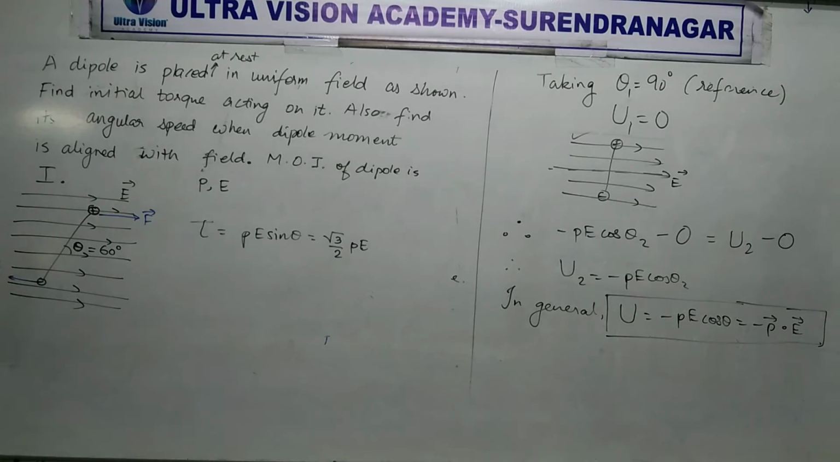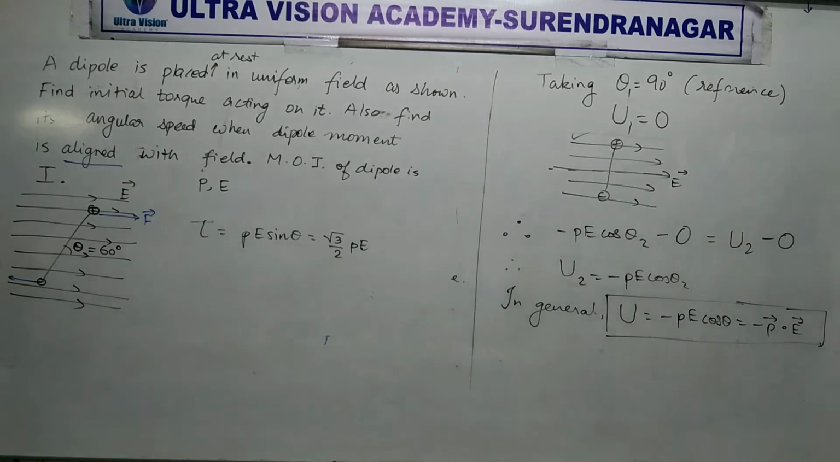So what will happen after a while? Read the question and imagine what will happen according to the diagram. What is the meaning of the word align? Align means the same direction. So theta will become 0. It will start spinning like this.